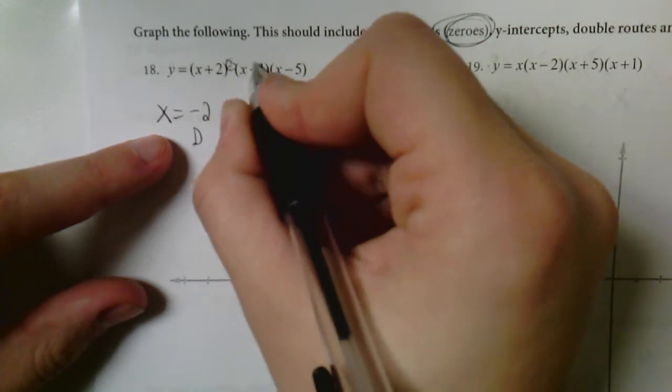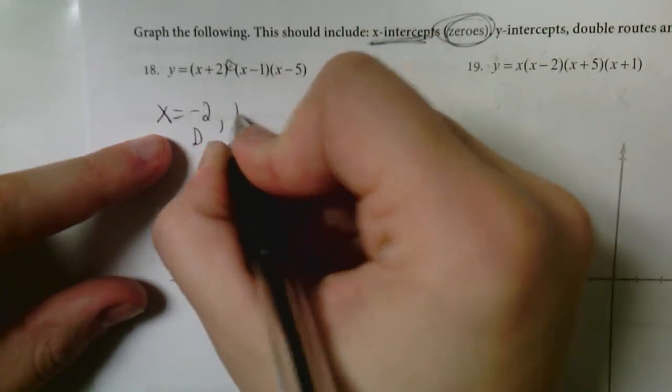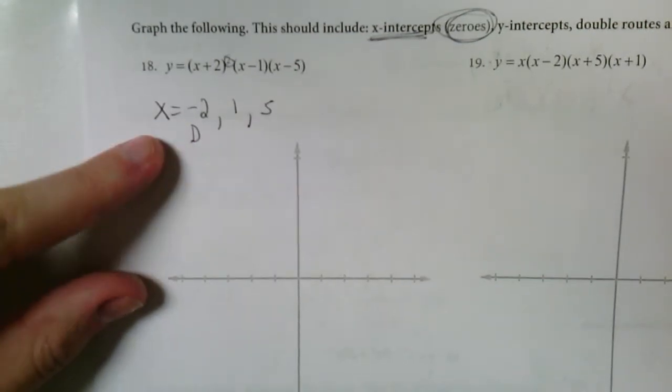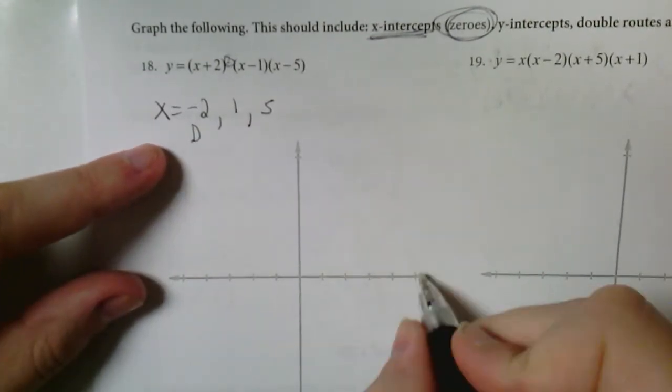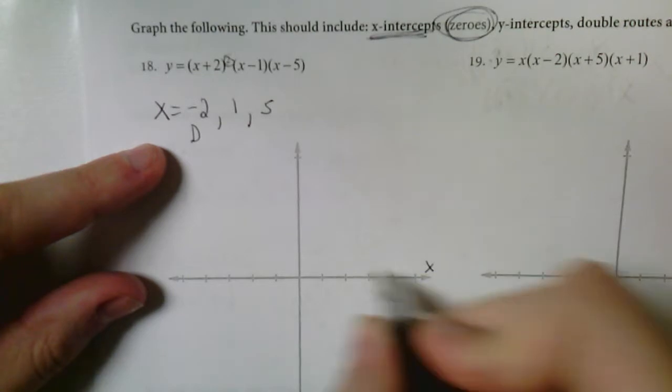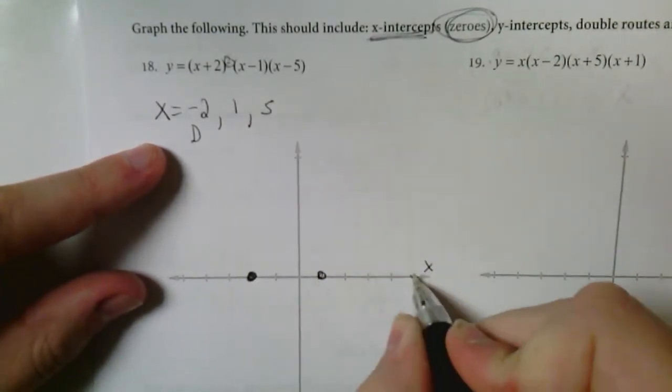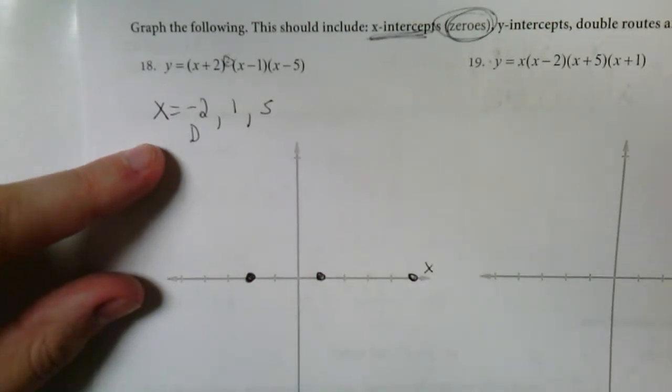Then I have an x minus 1, which means I'm going to have a positive 1 and a positive 5. Now these are your x-intercepts, so that means they're going to be along your x-axis. So I can go ahead and put a dot at negative 2, 1, and 5, because I know that they're going to exist.